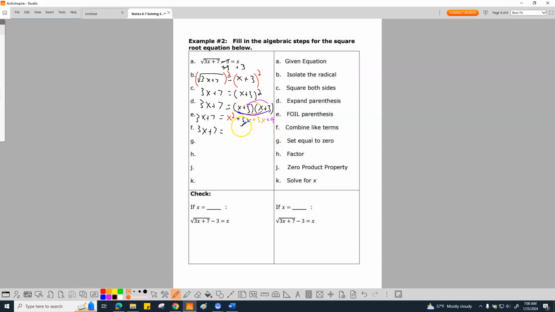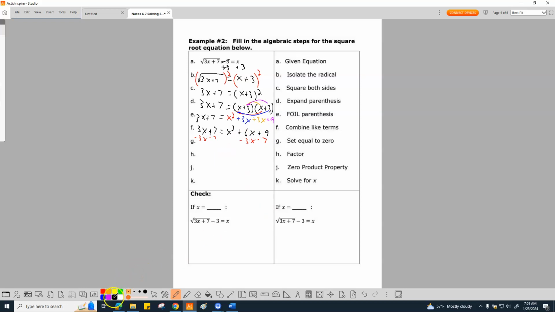Now on step F, it says combine like terms. X squared's by itself. 3x and 3x is 6x. 9 goes right there. Perfect. We're going to set equal to 0. Y'all, that means just move stuff over. So what does that look like? I'm going to subtract the 7. I'm going to subtract the 3x. And I'm going to do it from both sides. And I'm going to line it up where it's easy to read.